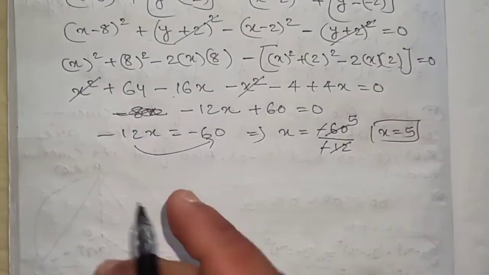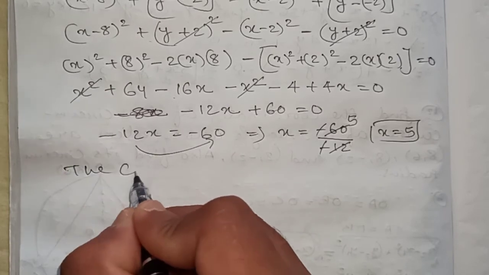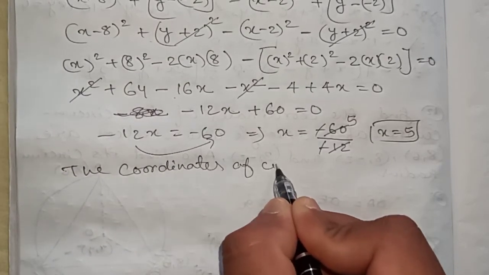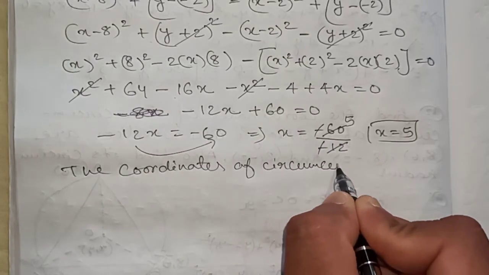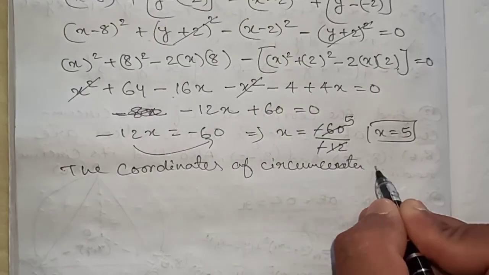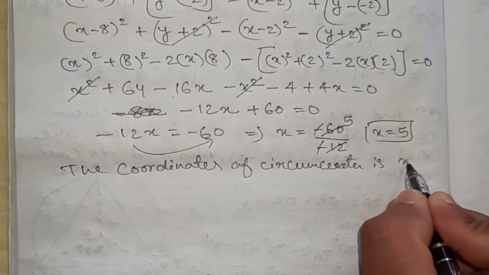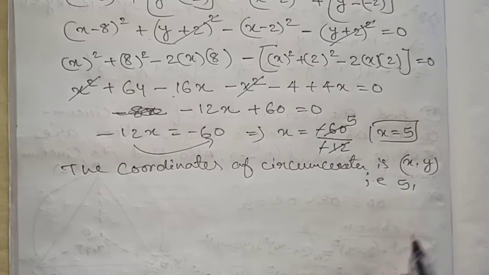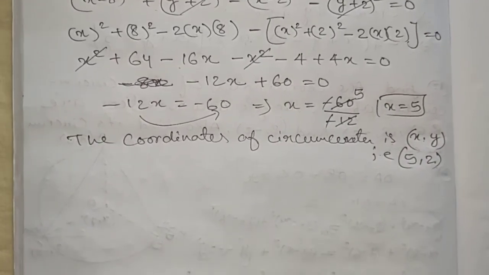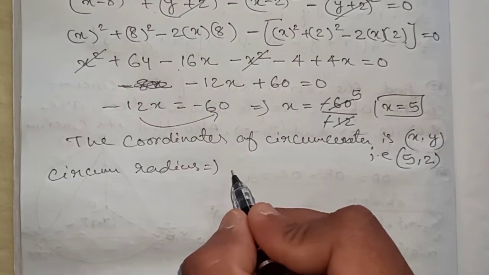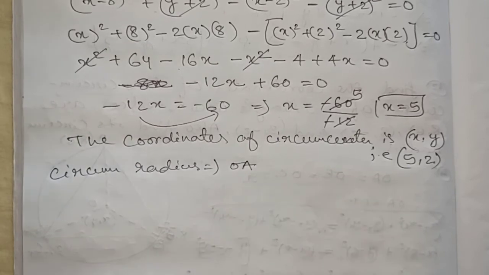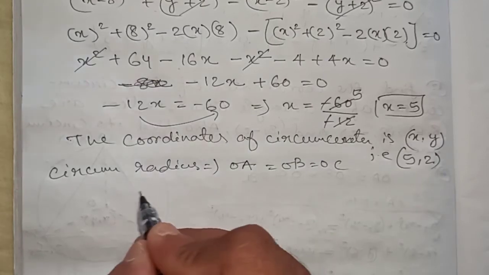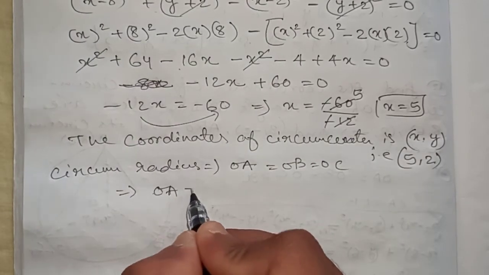That means the coordinates of the circumcenter, x comma y, are 5 comma 2. And the circumradius will be the length of OA. Either OA or OB or OC, anything. So we will find the distance OA.